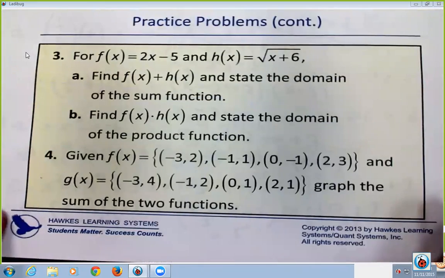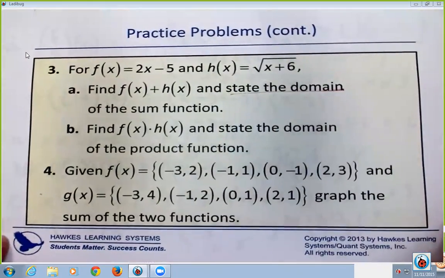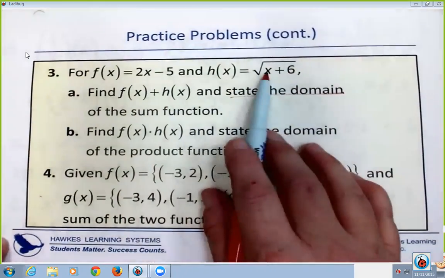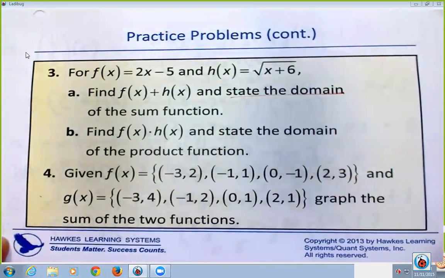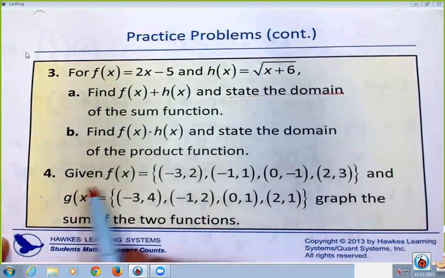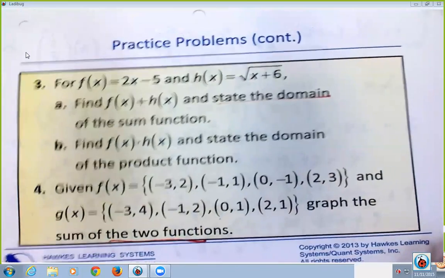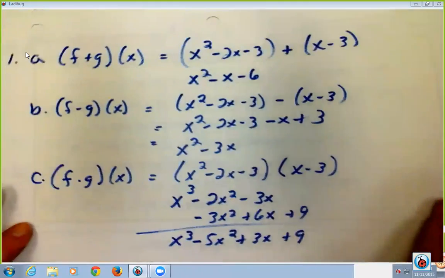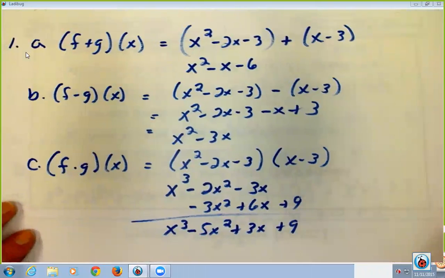More practice. So they, again, state the domains. Domains, again, if you're adding, I have to work with this piece, so that piece is going to limit my domain within this one. This one is asking you to combine your pieces together like we did and graph the sum of the two functions. So you're just looking for the points that would come out of that one. So here are the answers worked out. I'll leave those up for a second. Again, stop it if you need to see them.